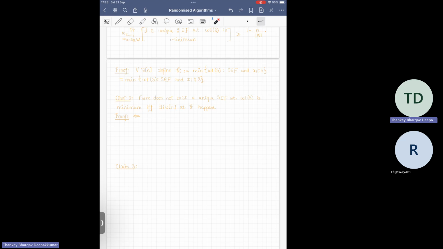Okay, but there is just one issue with this. EI happening tells you that these two are the same, right? Yes. But over here there would be multiple sets, and over here there would be multiple sets. Let's say that this minimum happens for S1 and this minimum happens for S2. So over here, W(S1) is minimum, and over here W(S2) is minimum.